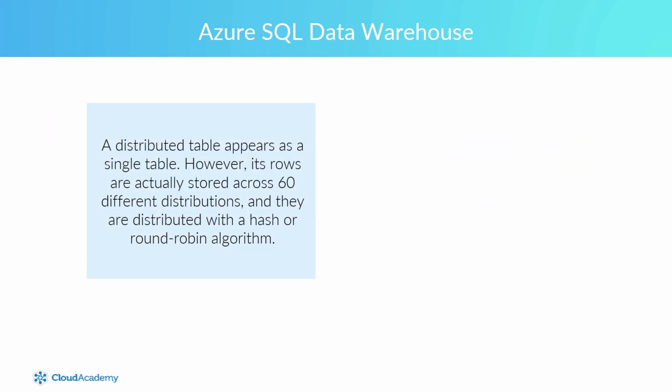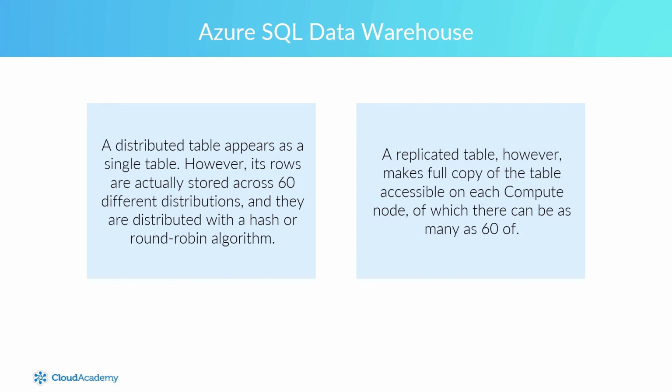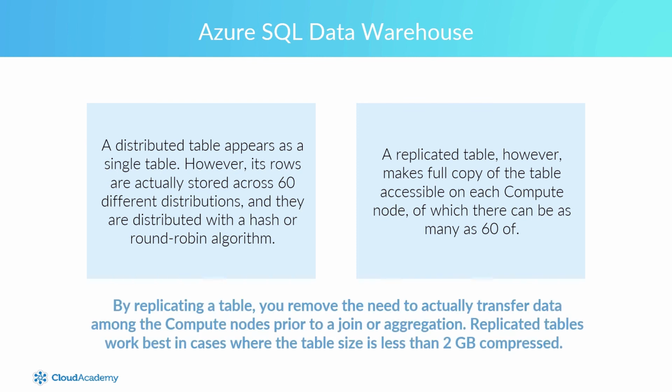A distributed table appears as a single table. However, its rows are actually stored across 60 different distributions, and they are distributed with a hash or round-robin algorithm. A replicated table, however, makes a full copy of the table accessible on each compute node, of which there can be as many as 60. By replicating a table, you remove the need to actually transfer data among the compute nodes prior to a join or aggregation. Replicated tables work best in cases where the table size is less than 2 GB compressed.